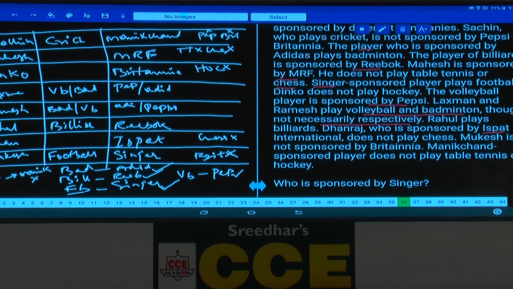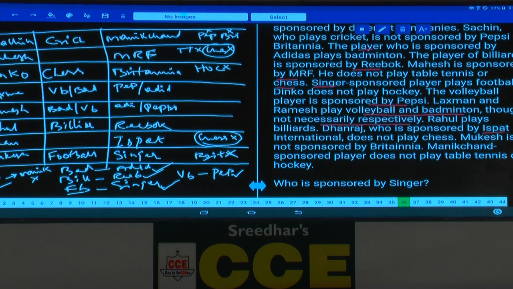Then, TT and hockey is not sponsored by Manik Chand. That is definitely true, because Manik Chand is sponsoring the person who is playing cricket. Then, coming to the remaining games: volleyball, badminton, billiards, football, done. Then, Pepsi and volleyball. Then, coming to chess. Dhanraj cannot play chess. Mahesh cannot play chess. As these two persons cannot play chess, then who is that person? Dinku must play chess.